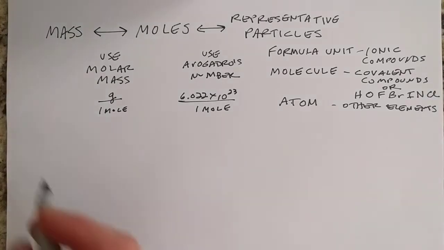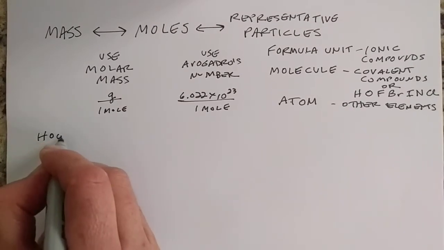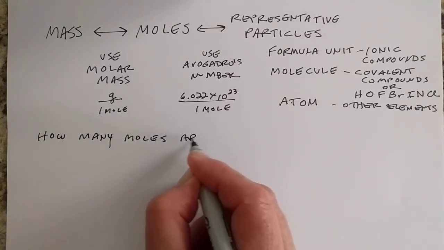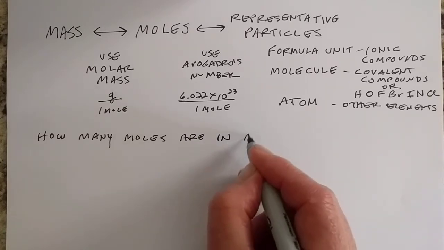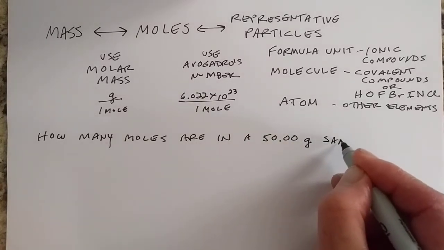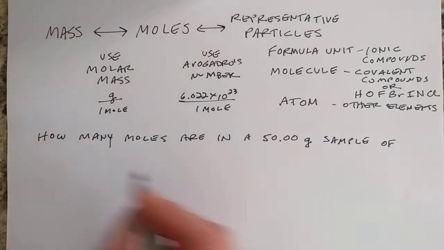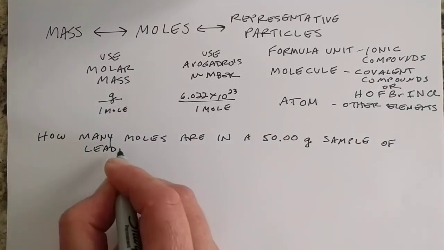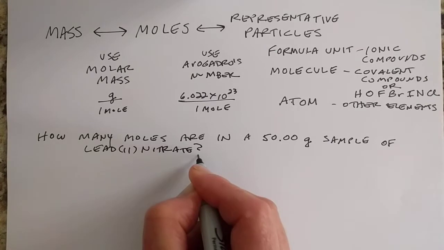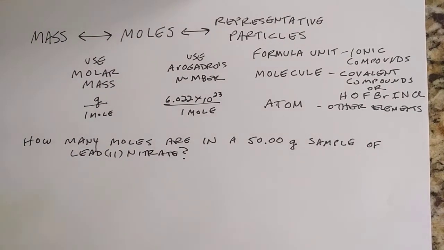Okay, so we're going to jump right into doing some problems, such as: how many moles are in a 50.00 gram sample of lead(II) nitrate? We look at our problem and see what we have. We're given grams, we want moles, so that means we're going to use molar mass as a conversion factor. We learned how to calculate that yesterday.